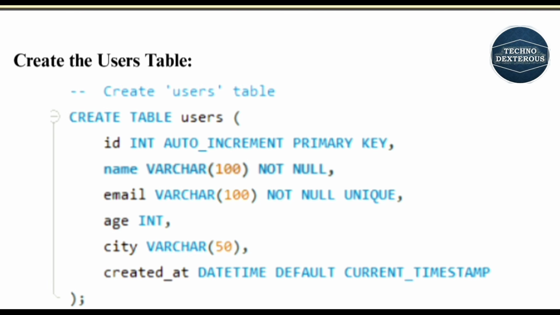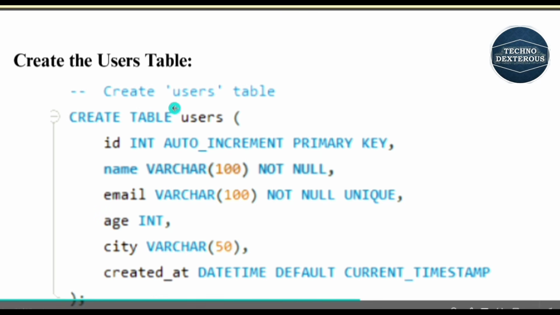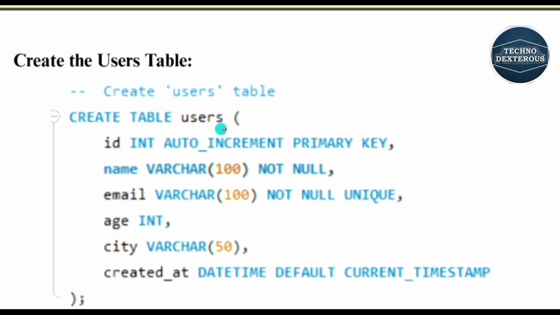Create user table. This is an example for CREATE. Here we create a table user in which we create an ID for the user. It shows the data type of the column, and the ID is auto increment and a primary key. Second is name. Name is a varchar, the size of the name is 100, and it should be NOT NULL. Then third is the email.